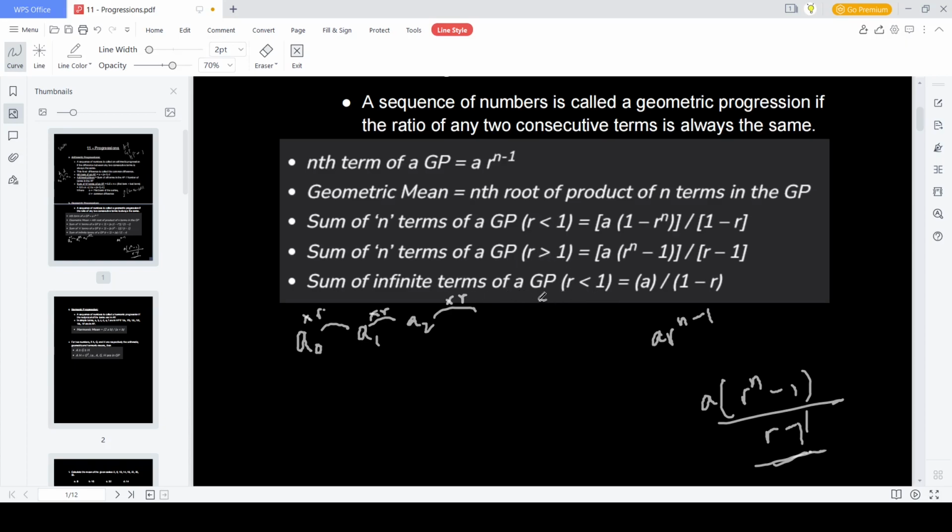Here there is one important thing. The sum to infinite terms, if r is less than 1, is given by a by (1 minus r). So if r is less than 1, the sum to infinity is equal to this.